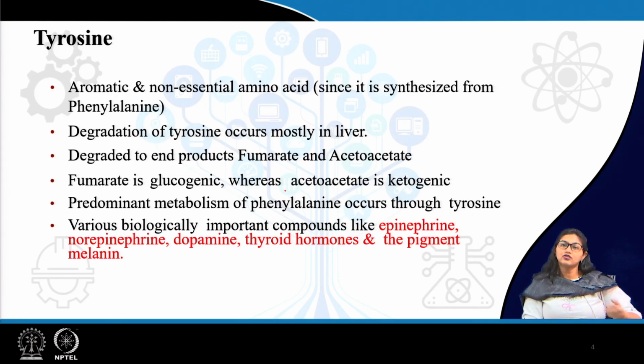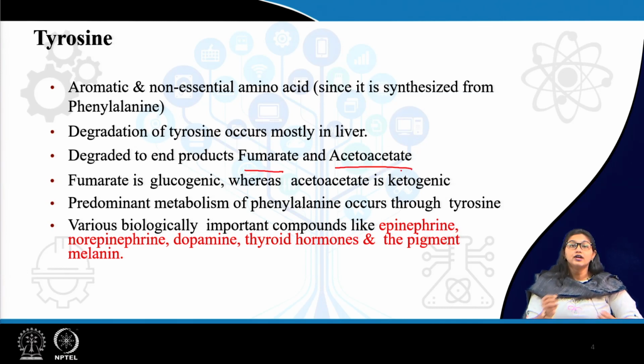Now, tyrosine is one of the aromatic amino acids and also a non-essential amino acid because it can be synthesized from phenylalanine. Then the degradation of tyrosine occurs in the liver. The end products of the degradation are fumarate and acetoacetate. So, you can see tyrosine can be both glucogenic as well as ketogenic. Glucogenic, because it forms fumarate, which can enter the TCA cycle. Ketogenic, because it forms acetoacetate, which is a ketone body.